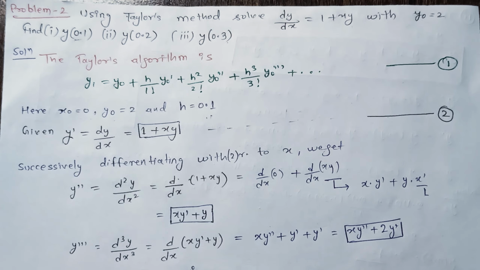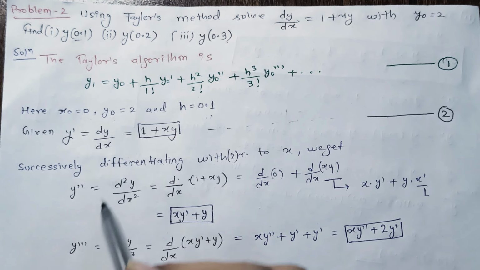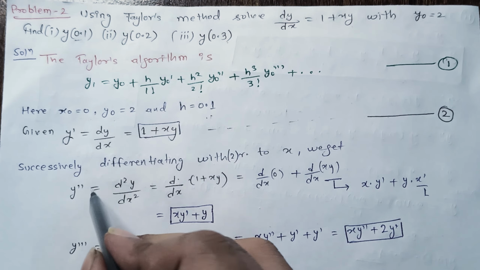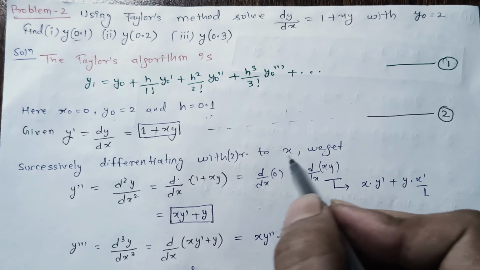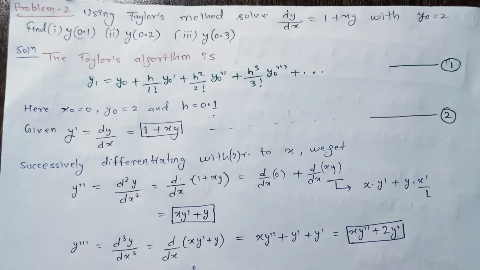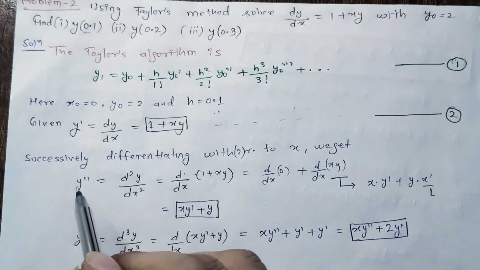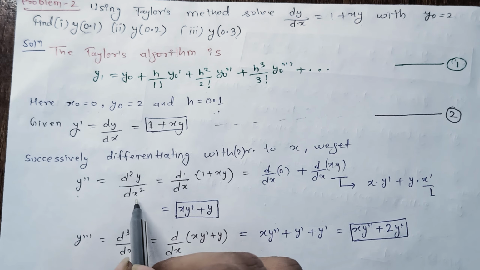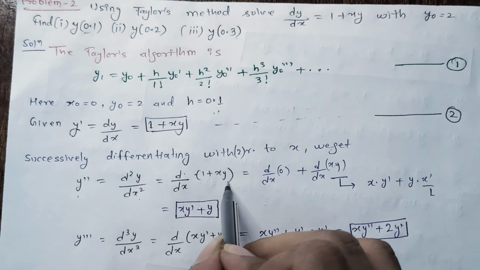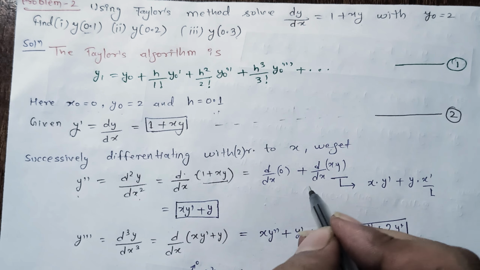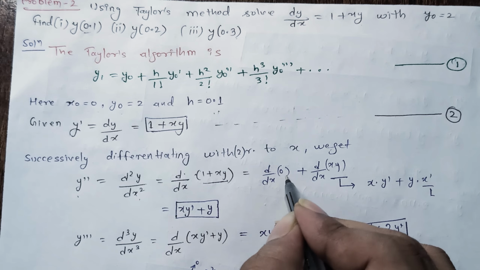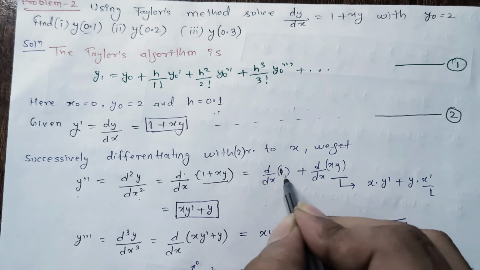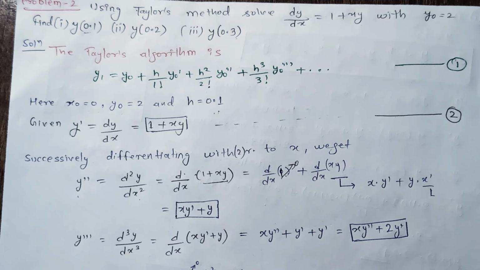So for the first order, y' = dy/dx = 1 + xy. After differentiating, we are going to see the second and third. So y'' = d²y/dx² = d/dx of (1 + xy). After differentiating this term, the derivative of 1 is 0.